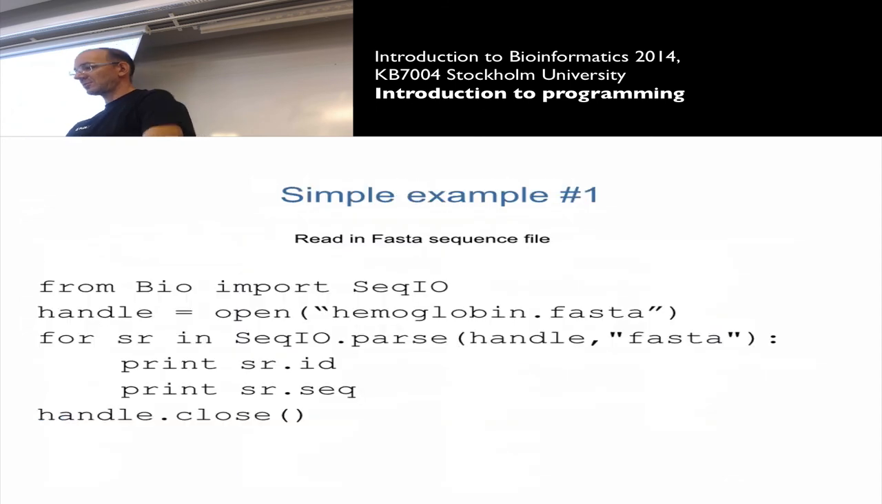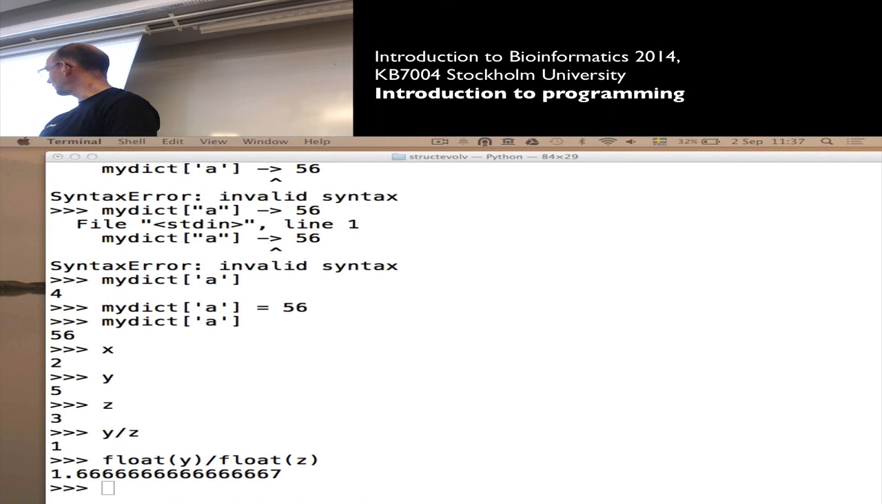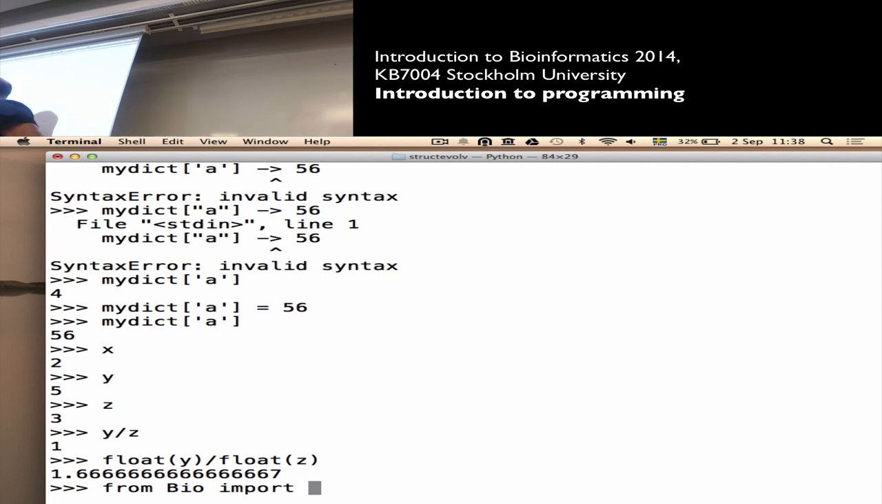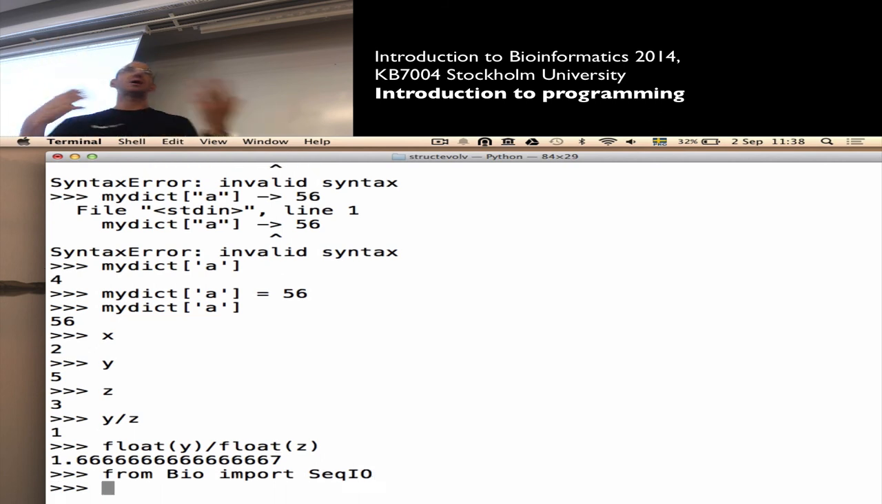So let's try some examples. Hopefully it works. I tried it yesterday, at least some of them. So from Bio import SeqIO, the sequence input-output part of that. I probably needed to have done one thing before, because I need to create a file.